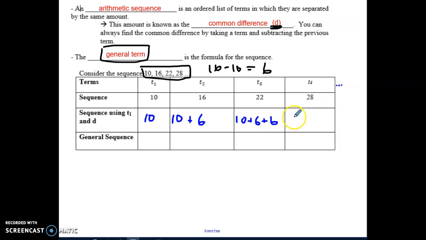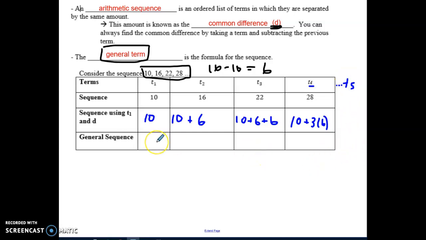For T4, again, we start with 10, but we're going to have to add on 3 6s. Okay, so just so we're clear, we're adding on 3. So notice that we are adding on 1 less 6 than the number of the term you're on. So if you're on term 4, you're adding on 3 6s. So you can predict that if you're on term 5, you would add on 4 6s onto that first 10.